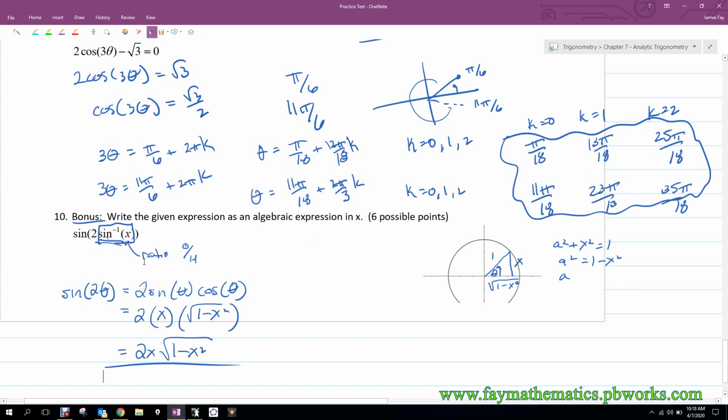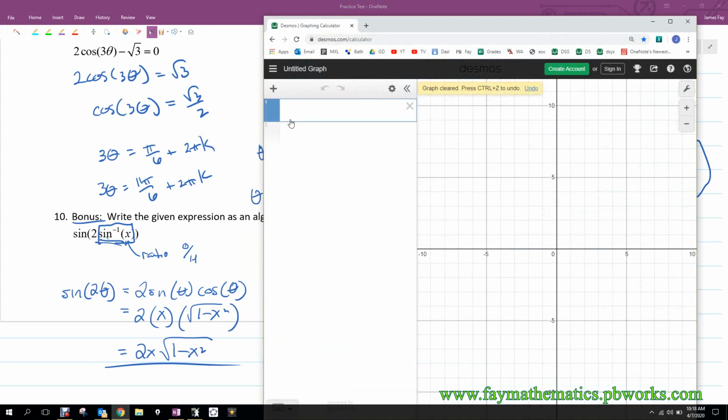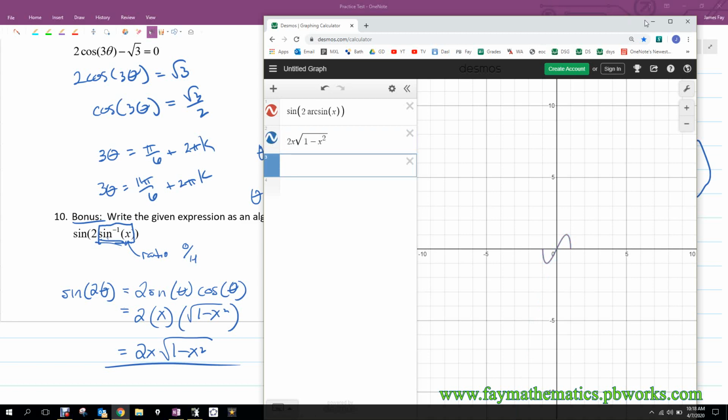Okay, we can check this. I think Desmos allows for this. If we graph sine of 2 sine inverse of x, we get that little curve there. Do I get the same thing if I graph it in terms of x? So that is kind of validation that they are the same thing. Hopefully this helps.